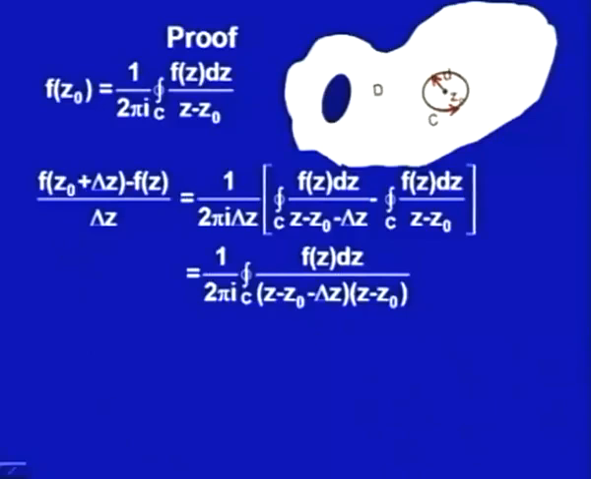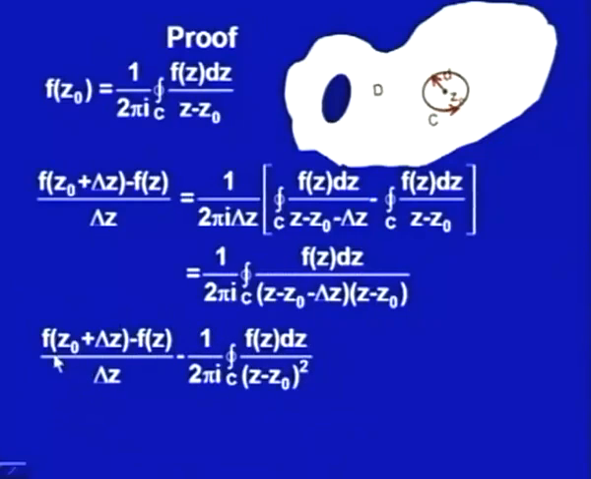So let us just write out what we want. We will write f(z naught minus delta z) minus f(z naught) upon delta z, minus 1 upon 2 pi i integral f(z) dz upon (z minus z naught) square. This function we had already found is equal to this integral minus, I am subtracting this integral, again on the same contour, 1 upon 2 pi i is common. So the integrand here is f(z) upon (z minus z naught minus delta z) into (z minus z naught), and here the integrand is f(z) upon (z minus z naught) whole square.